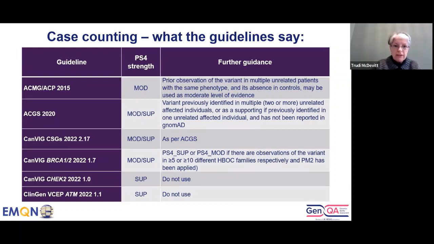So if you're seeing 2 or more unrelated affected individuals, you can use it at a moderate level, or if you're seeing 1 affected, unrelated individual and it hasn't been reported on gnomAD, then you can use PS4 at a supporting level. The general cancer guidelines also follow the ACGS guidelines. And then there's a recent update to the BRCA1 and 2 guidelines that gives extra guidance because of the common phenotype associated with these genes. So extra stringency is applied so that PS4 supporting can be applied if you're seeing the variant in 5 or more different HBOC families, and it can be used at moderate for 10 or more different HBOC families, and also that PM2 has not been applied.